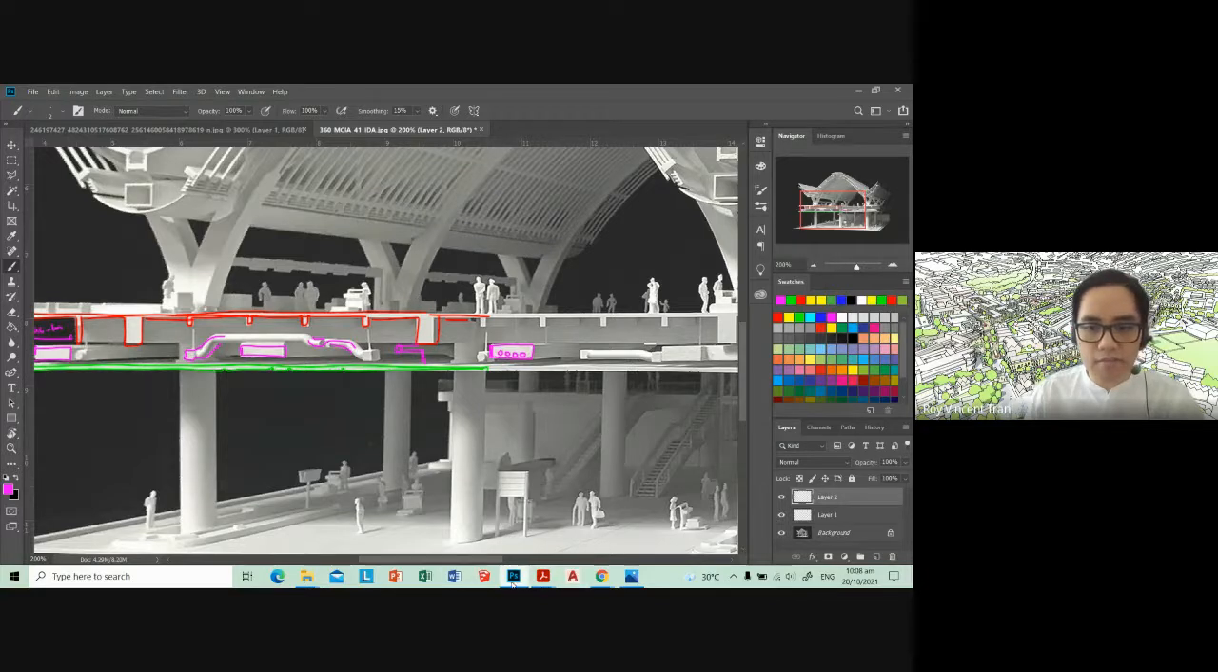It's lagging. Photoshop was lagging for some reason.